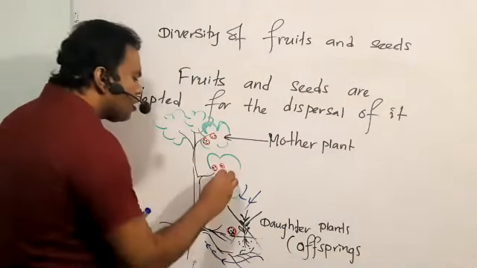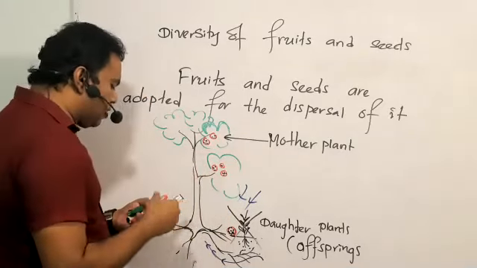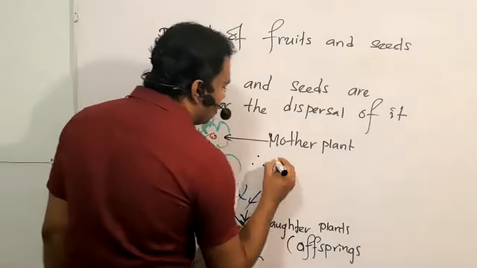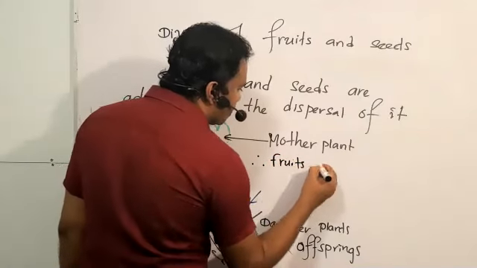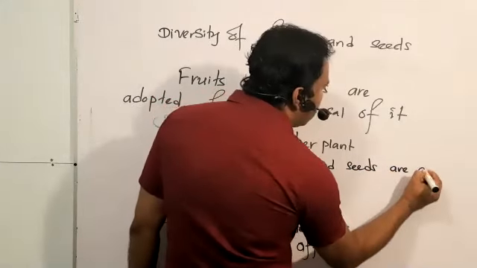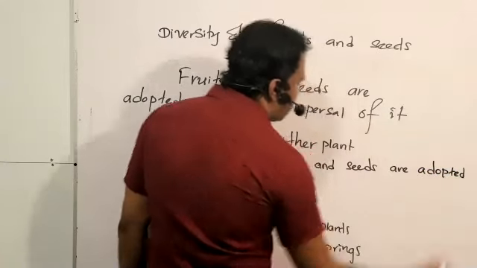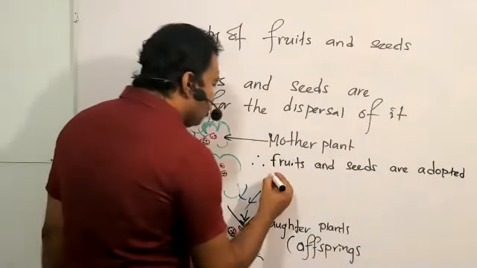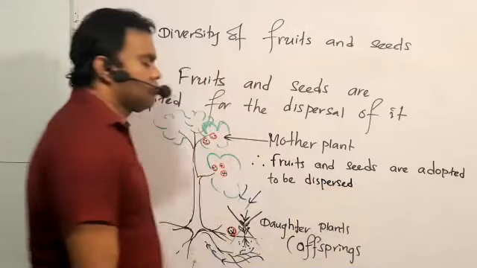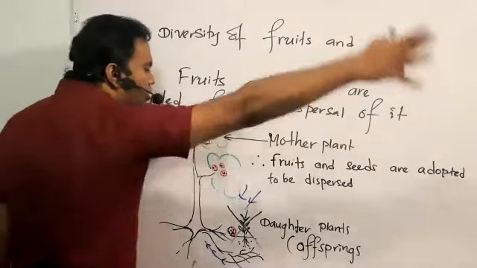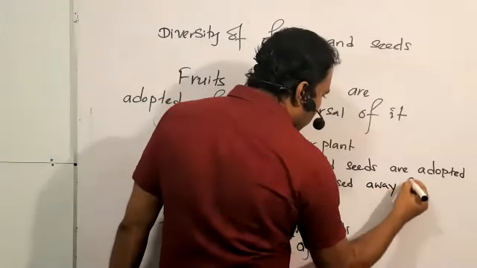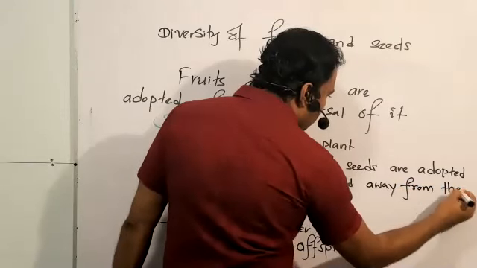Therefore, these fruits and seeds are adapted to be dispersed away from the mother plant.